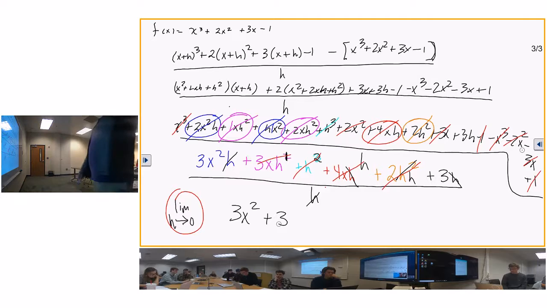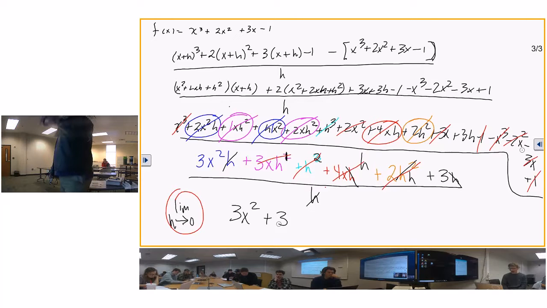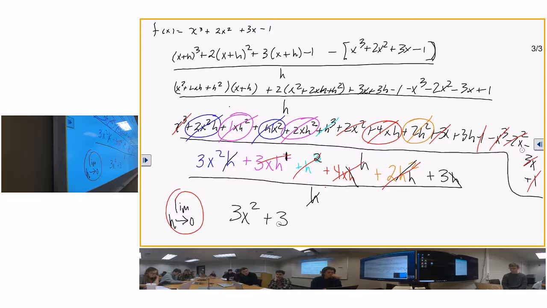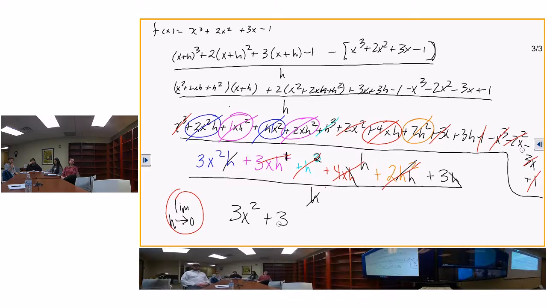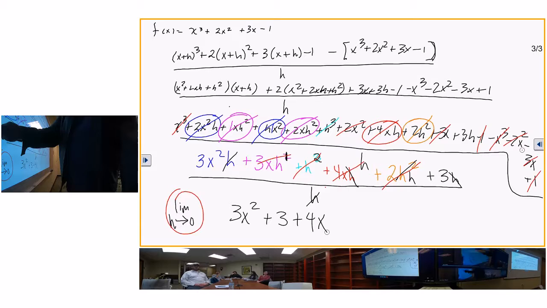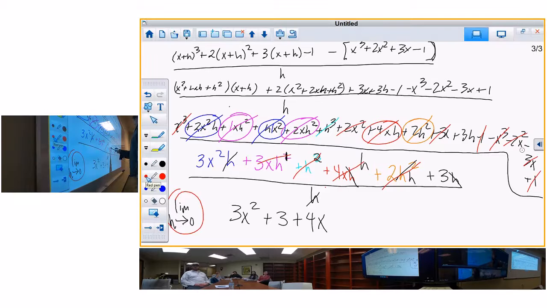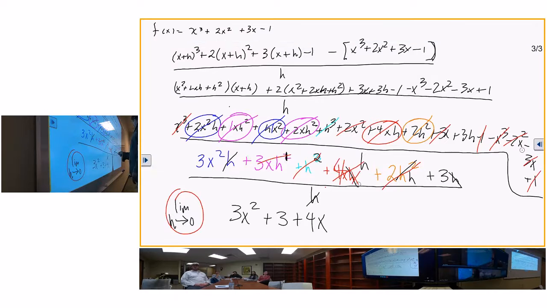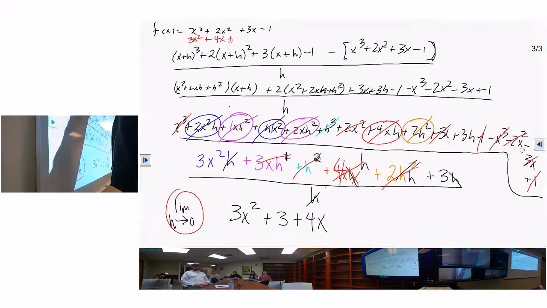Okay. So let's go back up here. I should have a 4x somewhere. The 4xh does not cancel out because there's just 1h. Okay, thank you. Plus 4x. That doesn't cancel, so let's rewrite that. That's 4x. Okay, so 3x squared plus 4x plus 3.